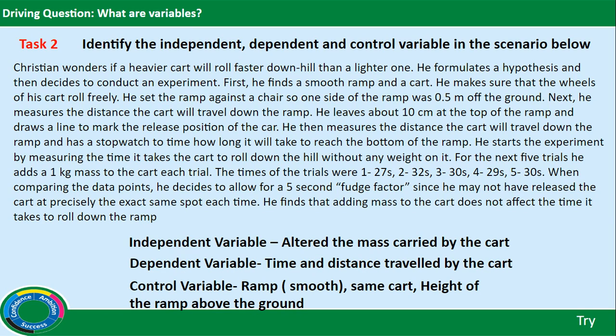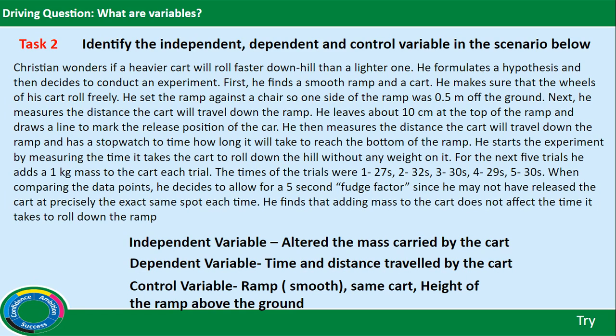And control. The surface of the ramp was smooth. He didn't change the surface, because if you're trying to find out how fast the cart is moving down the hill, you have to ensure that the surface is the same, because a slippery surface will obviously have less friction, and the cart will move faster.